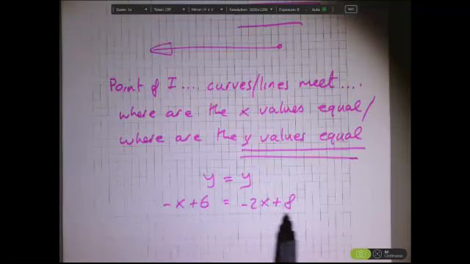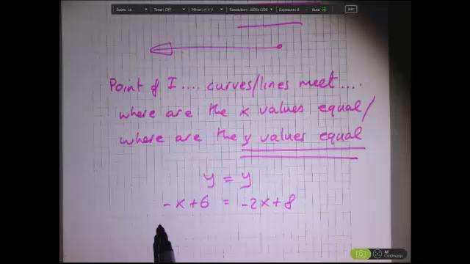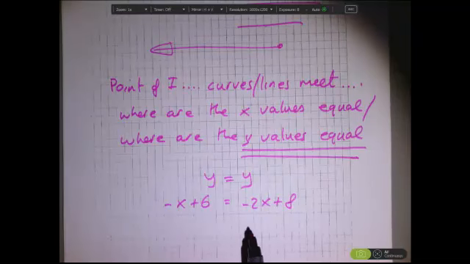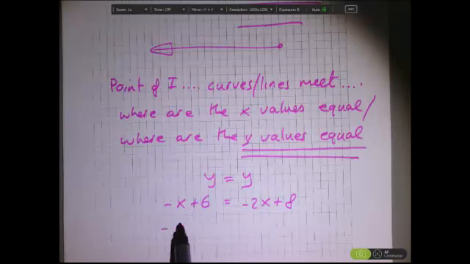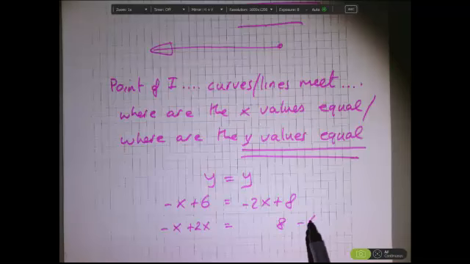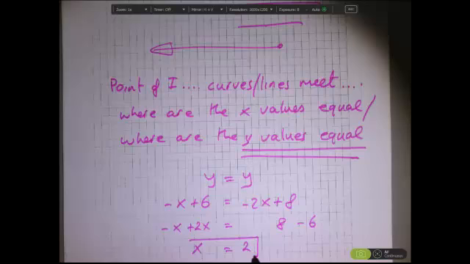What you see is you've got a little linear equation, one variable, the only thing you don't know is x. I'm going to bring the x's to the left hand side, I'll bring the numbers to the right hand side. So I'll have minus x plus 2x is equal to 8 minus 6. You'll end up with x is equal to 2.